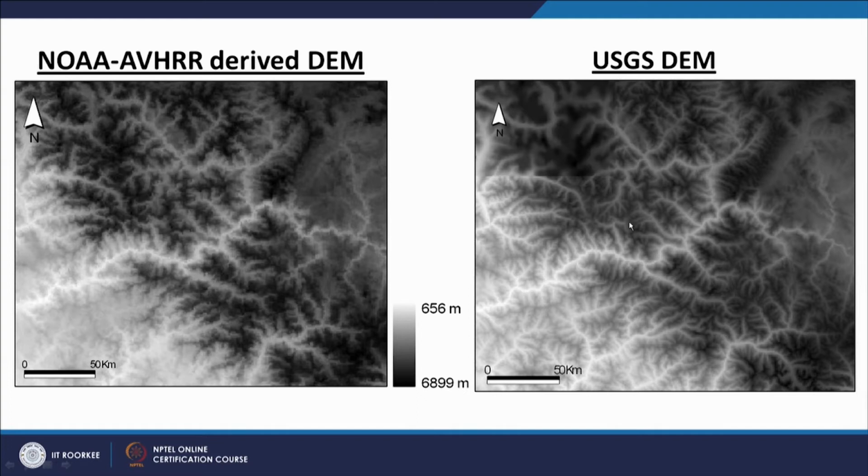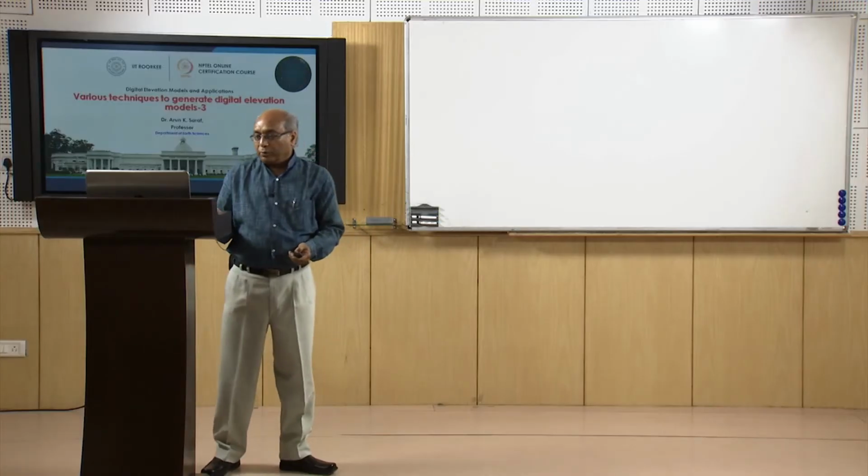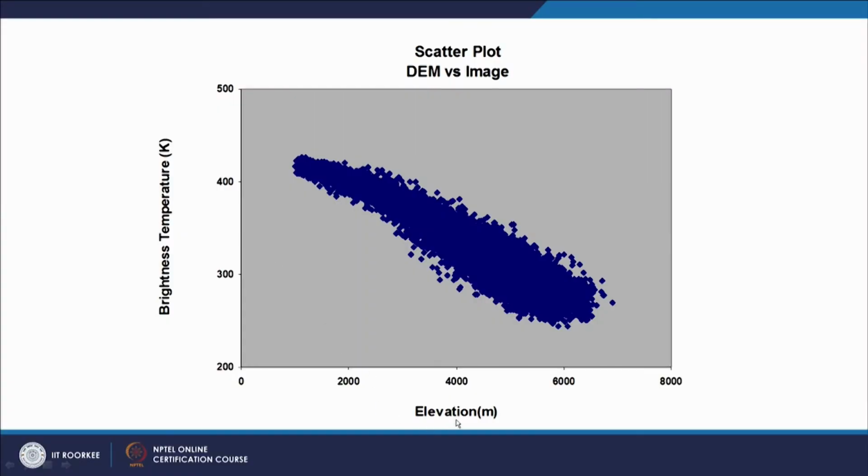Though this is generated using interpolation techniques, employing the contours which are available in surveyed topo sheets, this one has been generated using NOAA nighttime data, which is available for almost every day. If we start comparing this through a scatter plot, what we see is the inverse relation which I was talking about, which is also reflected in the brightness temperature and elevation.